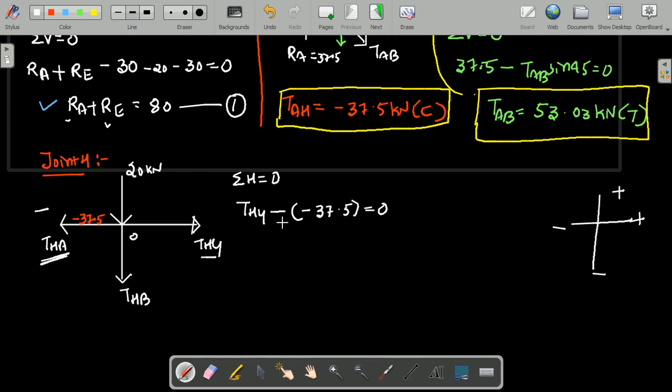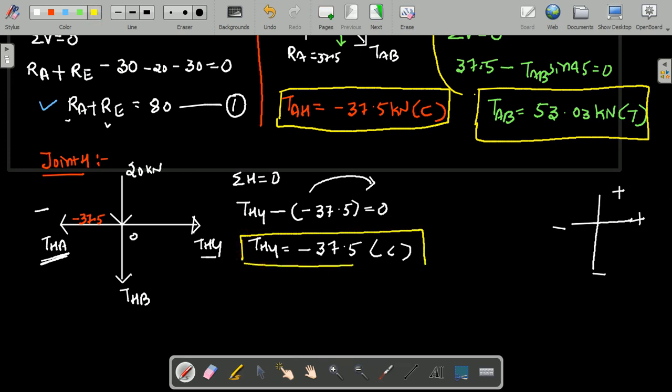So this will become plus now, but if you take it on the right side, what happens? THG is equal to minus 37.5. The minus into minus is plus, and if you take it on the right-hand side, again it will become minus. Since it is a minus, therefore it is compression. While substituting and solving, the direction of the force and the magnitude of the force are also very important.